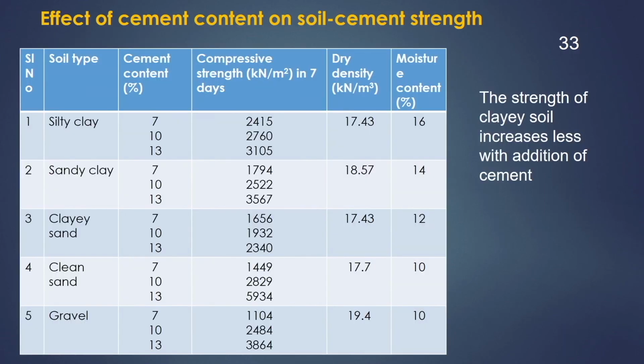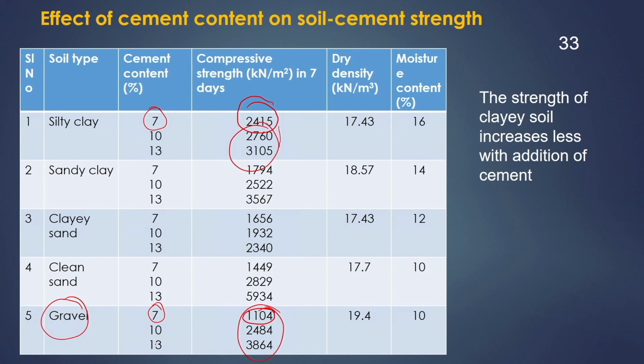Now, in this table, we could see the effect of cement content on the strength of different kinds of soils. Here you can see for a silty clay, when we add 7% of the cement, it will exhibit a higher value of compressive strength. In comparison to gravel, the same 7% of the cement content gives a lesser amount of compressive strength. However, with the increase in the cement content, the compressive strength of all the soils keeps on increasing. However, for silty clay, the increase in the strength will be less in comparison to gravel.